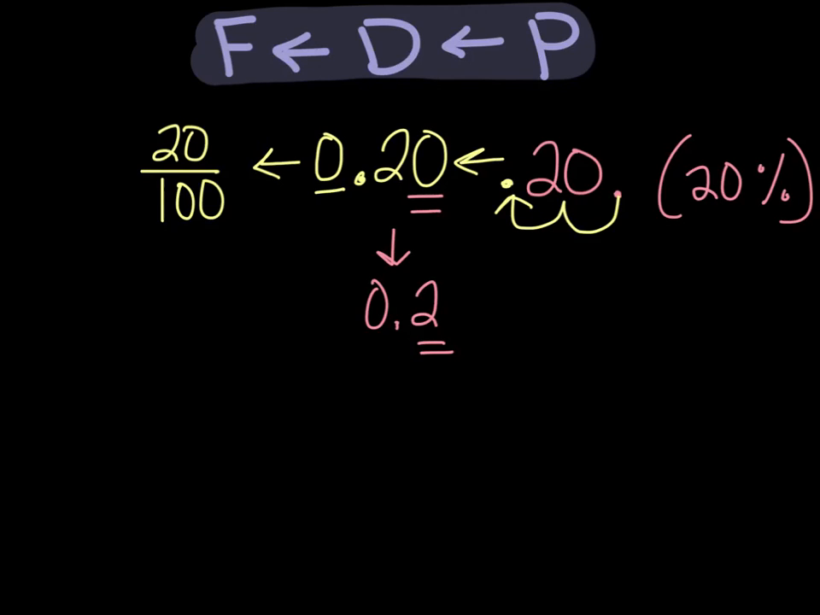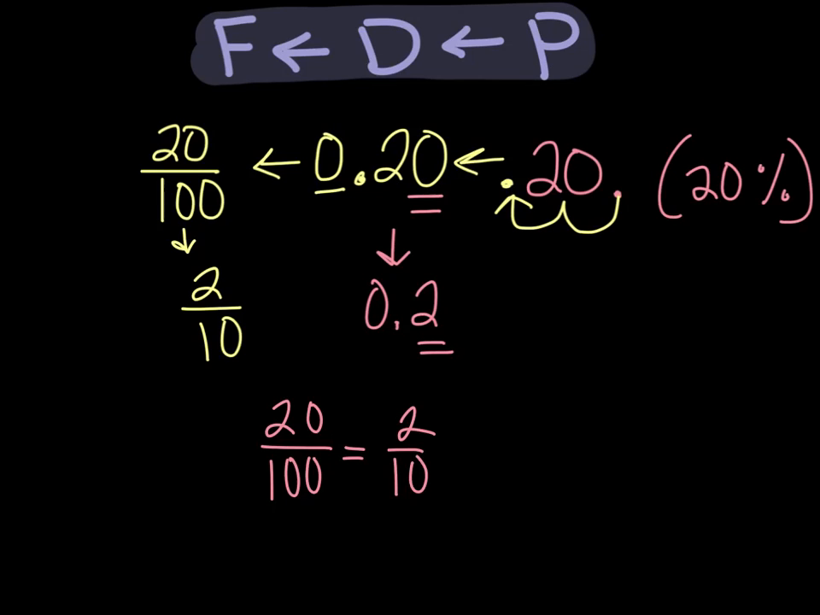You can say 2/10 because he's in our tenths spot. Like I said, either one, it's the same thing. 20 hundredths is the same thing as 2/10. You can easily see for yourself: if you simplified 20 hundredths by dividing by 10, you will get 2/10.